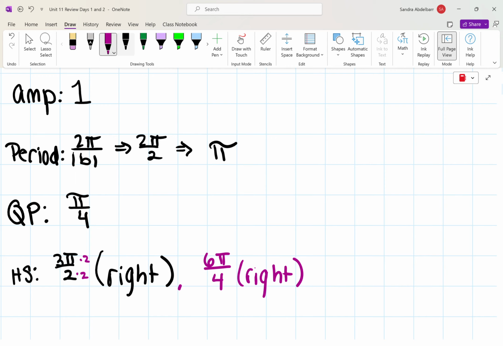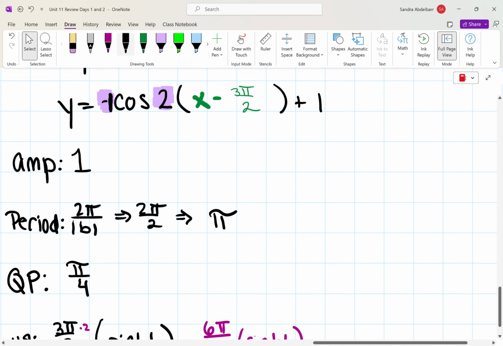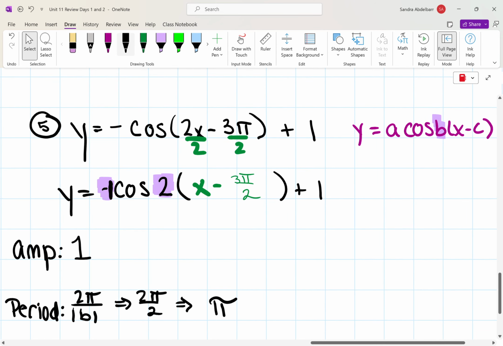How do you know if it's going left or right? Our horizontal shift in our formula is the C. It's always the opposite of the parentheses. So if it's a minus, then it's to the right. If it's a plus, then it's to the left. Because here it was a minus, it's to the right. If this was a plus sign inside the parentheses, then we'd go left.